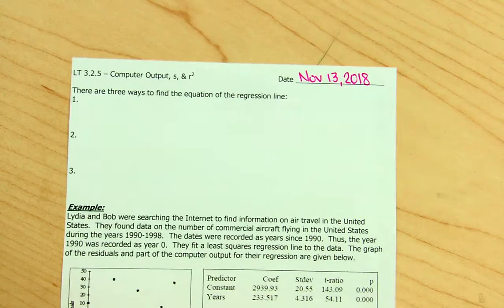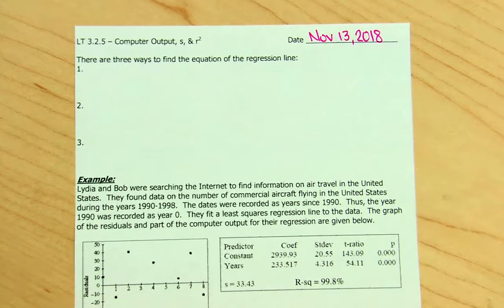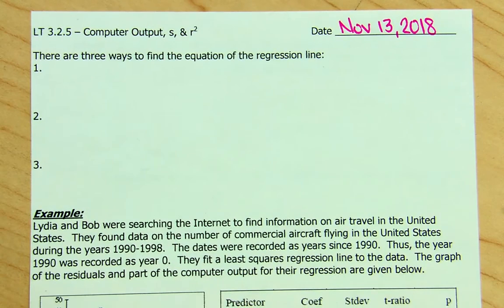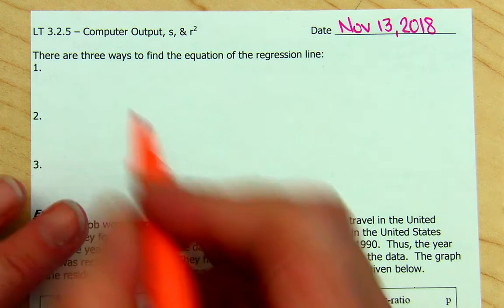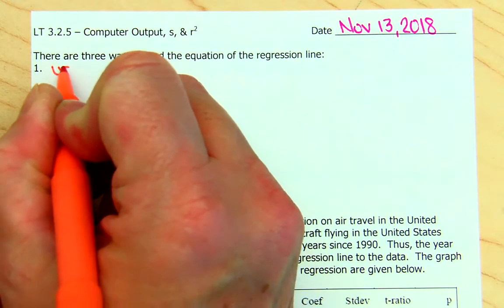Okay. So for today's notes, you should have this half sheet in your folder. So on the last quiz, we had two different ways of getting a regression equation. Now we're going to be adding a third way to get to it. The first one was using data.